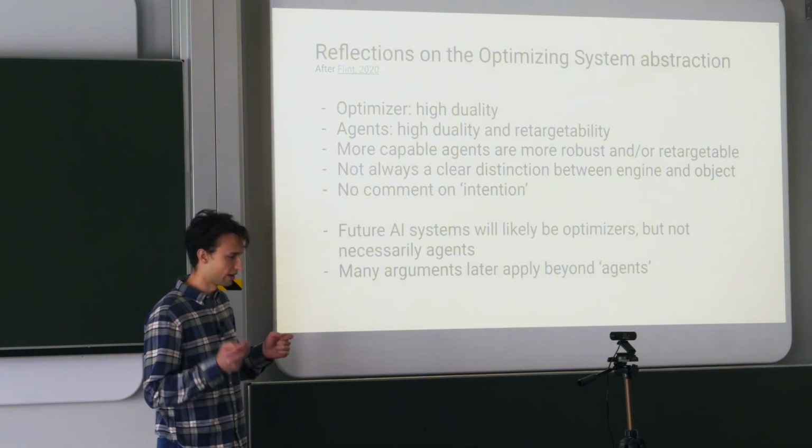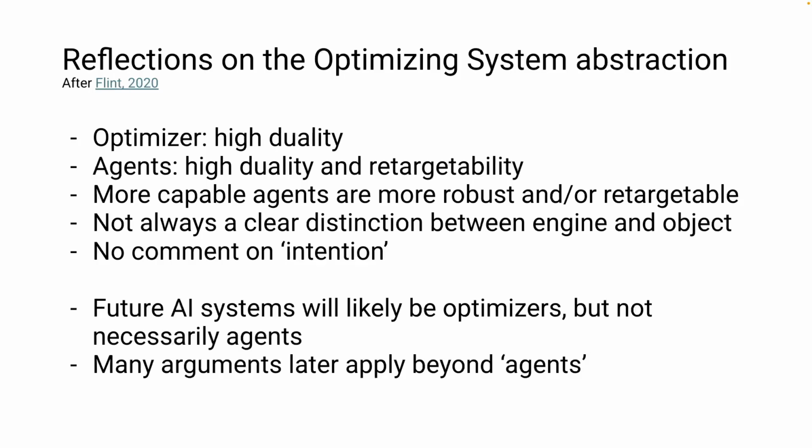Okay, so why have I talked about that? I think a reasonable definition of an optimizer is some optimizing system with high duality. Whereas agents or an agentic system are close to this idea of having high duality and retargetability. So I would say the building company is an agentic system, whereas I might describe the tree as an optimizer. It's hard to make the tree into anything else.